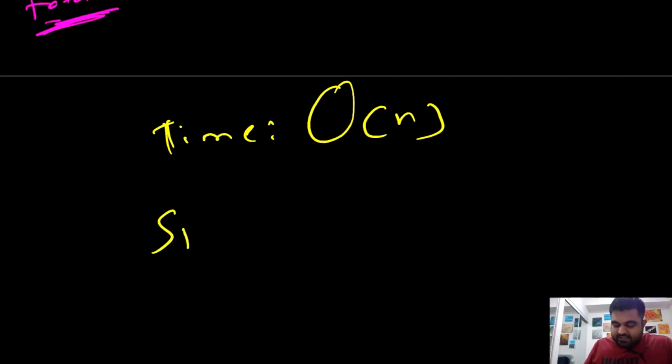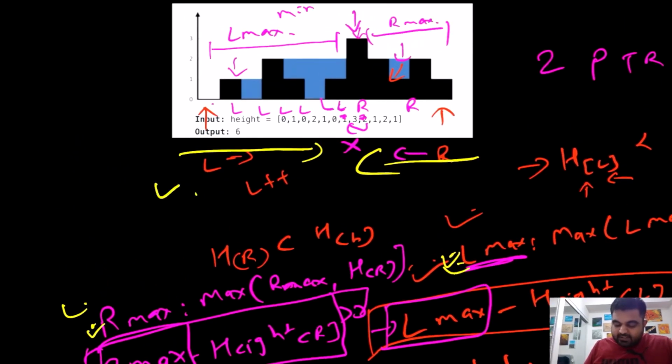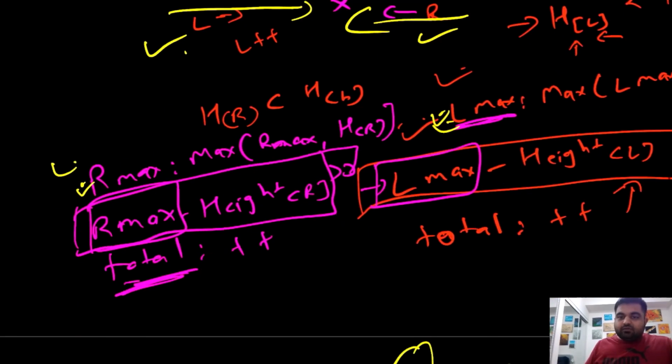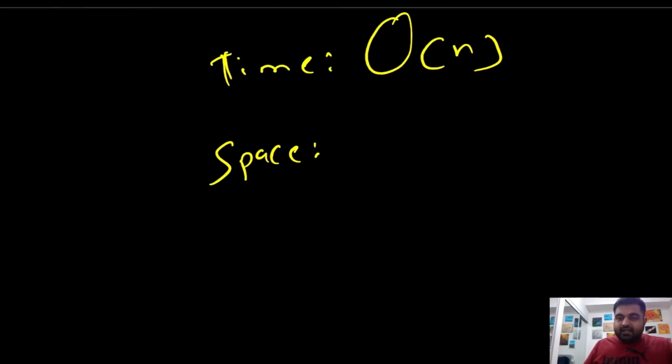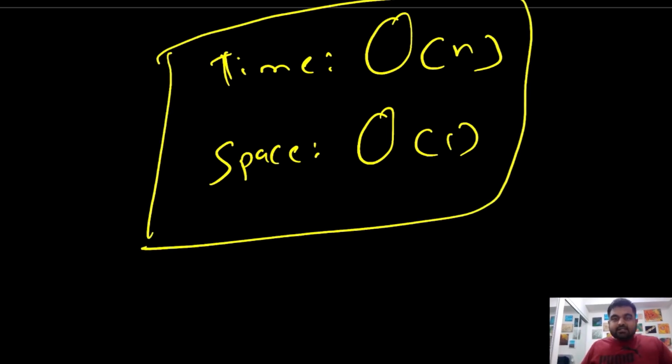And if we see the space complexity, we are only storing a couple of additional parameters like right max and left max, and we are storing two pointers, left pointer and right pointer. So we are not using any additional data structure or storing anything else, which means that our space complexity is going to be big O of 1, constant. So this is a really amazing solution compared to all the other approaches. This is the most optimal approach.